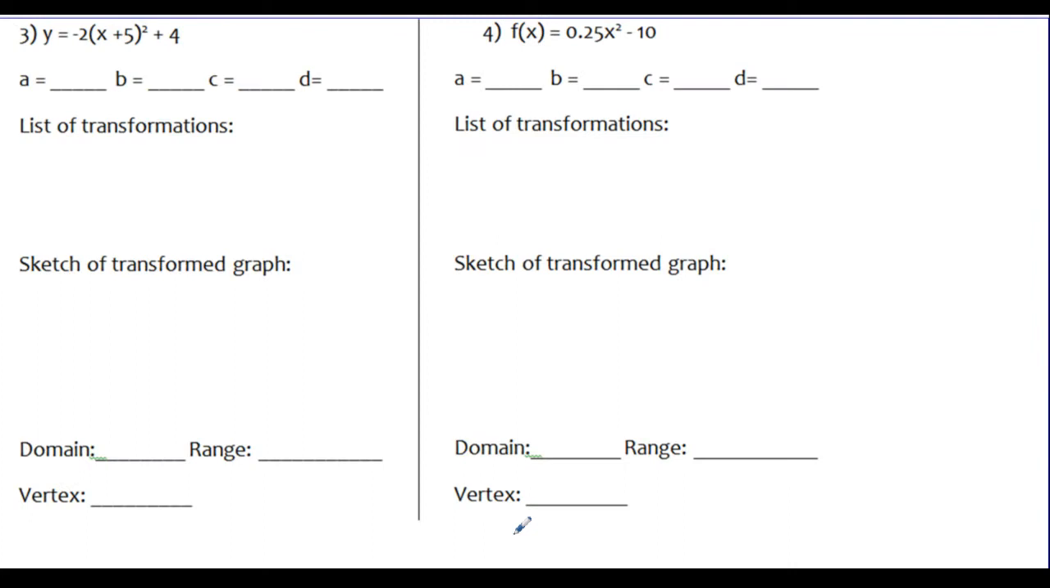Okay, so let's move on and let's talk about transformation. For each of these problems, we need to determine what A, B, C, and D are. We need to list what they do, and we want to just draw a basic sketch. Then we're going to use the sketch to find the domain, the range, and the vertex.